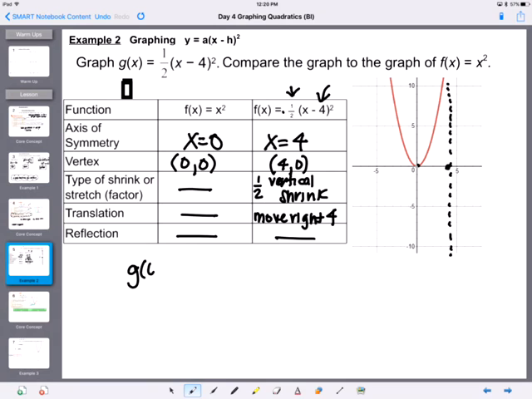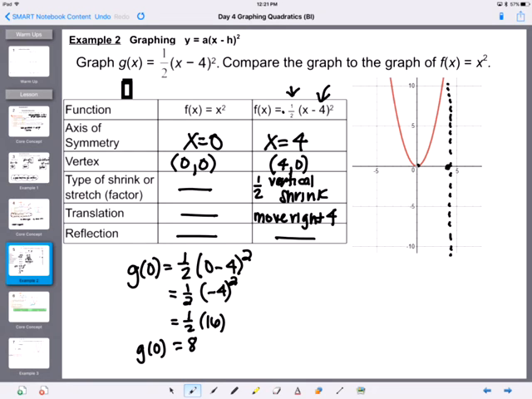So g of 0 is equal to 1/2 times 0 minus 4 squared. 0 minus 4 is negative 4. Negative 4 squared is 16. Half of 16 is 8. So we have an ordered pair at 0, 8. So we know we also have to have 4 units on the opposite side of our axis of symmetry.